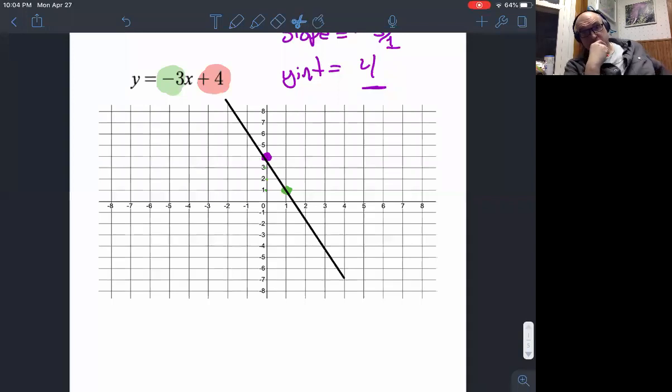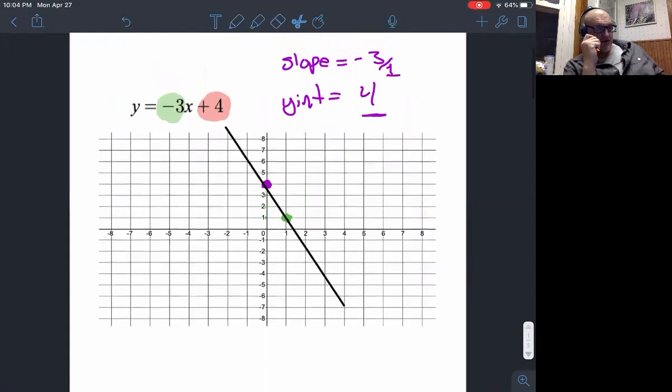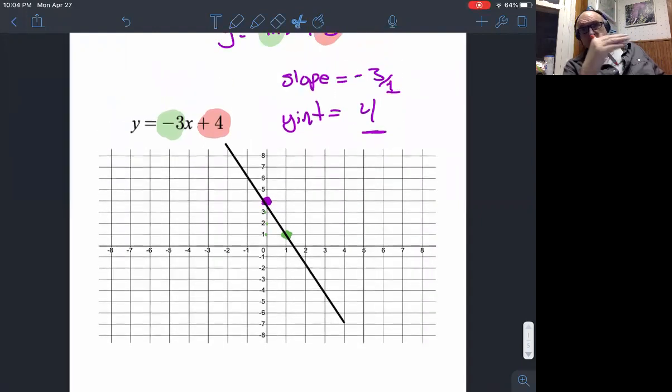So after I have those 2 points, all I got to do, to the best of my ability, is draw a straight line that goes through both of those points. If you have a ruler, that's going to be really helpful, because a straight line is going to be a lot easier to draw with a ruler. And then you really are supposed to put arrowheads on the ends to indicate that the pattern continues forever. So that's an actual equation graphed.